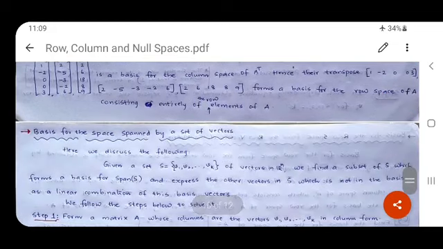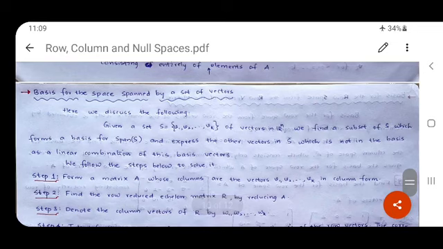Very simple problem. Then the basis for the space spanned by a set of vectors. So this is the last section, I think. We are given a set of vectors and we have to find the basis for the space spanned by the given set of vectors.